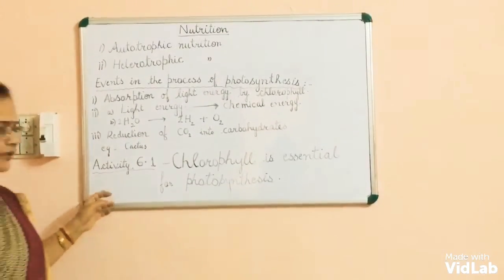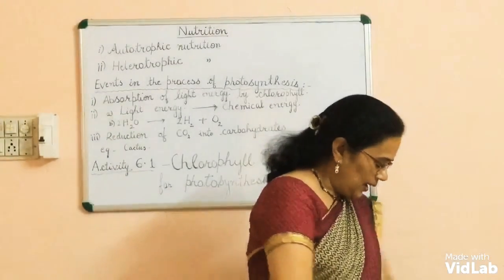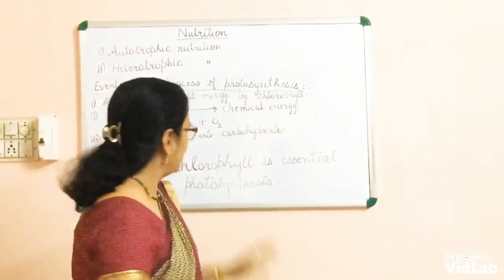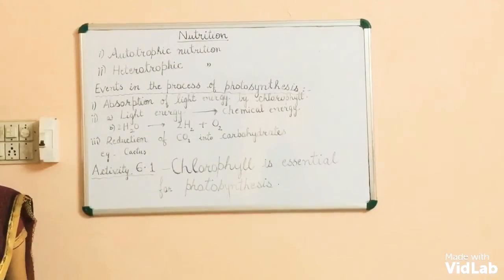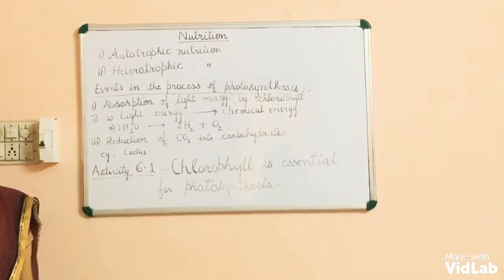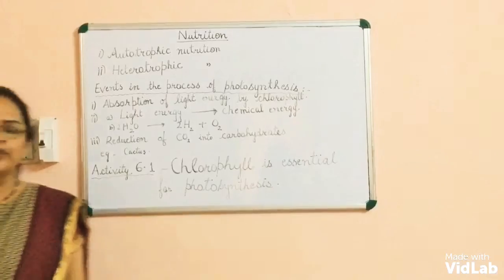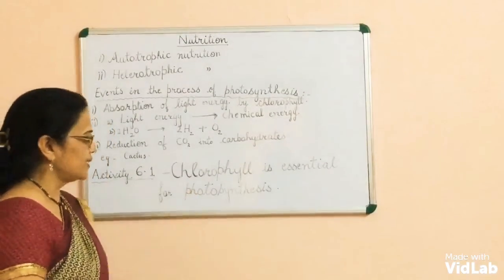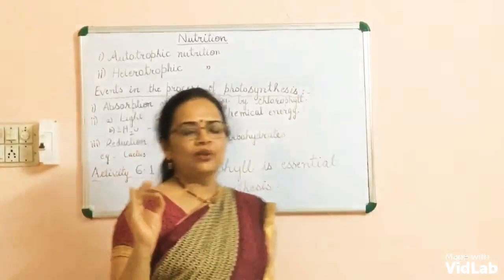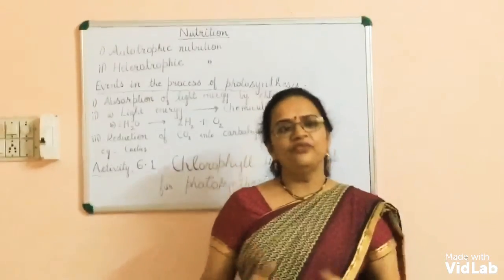Now one activity, that is activity number 6.1 from your book, which proves that chlorophyll is essential for the process of photosynthesis. By this activity, we will prove that chlorophyll is essential for the process of photosynthesis. Take a potted plant with variegated leaf.